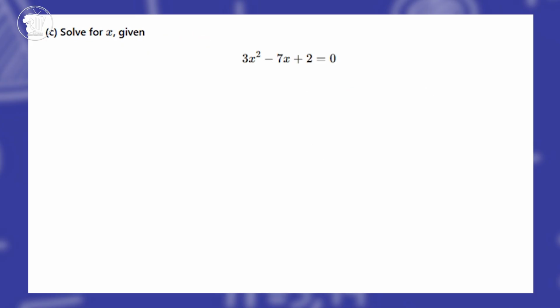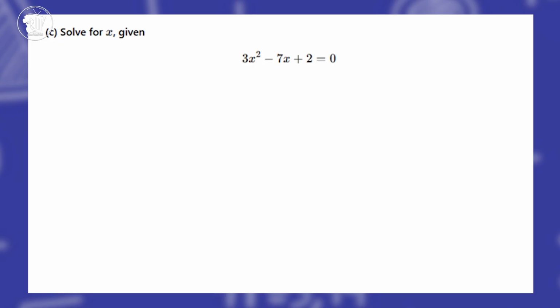And the next question says, solve for x given 3x squared minus 7x plus 2 is equal to 0. So we want to solve this here. We want to find the value of x. So we see we can either use the quadratic formula or we can factorize it first and then solve. So I'll factorize and then solve, since I prefer that way personally.